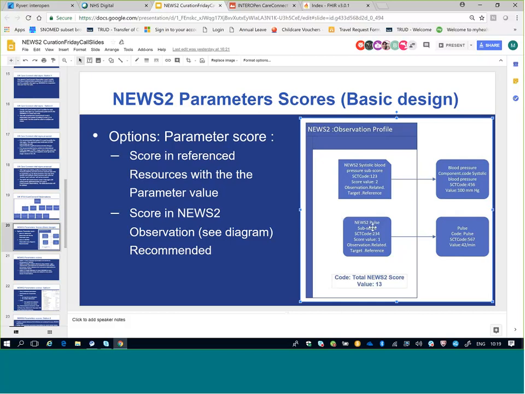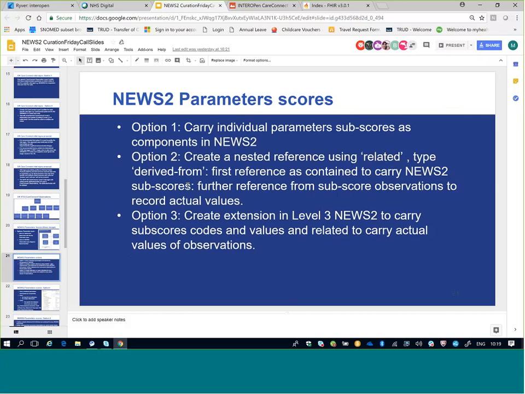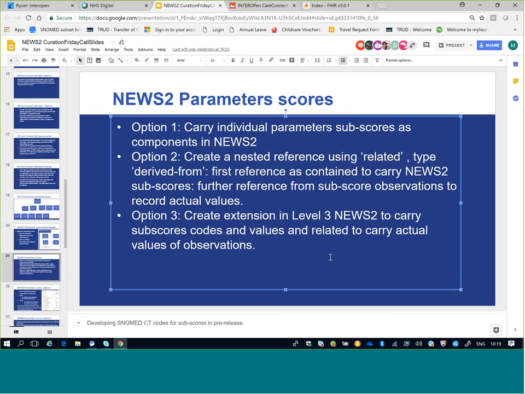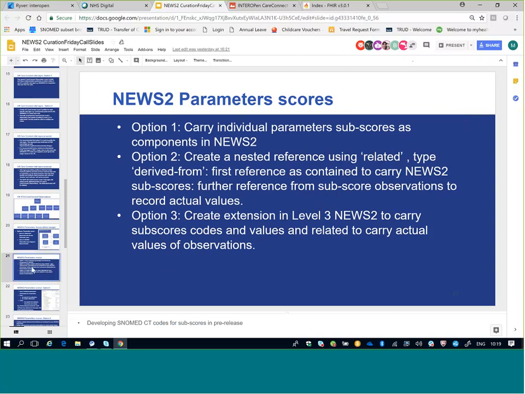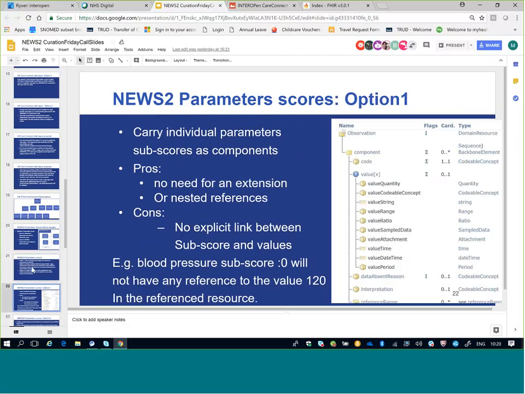But even if we do that, that creates a number of options, which is why I put it on Riva as well. One is we carry the subscore as a component in NEWS2, which is empty in level 3. Second is we create a nested reference using related. I have a diagram for it, so I'll explain a bit more: we carry the subscore as a reference from NEWS2 level 3, and then there's another reference from the subscore to the value. Option 3 is to create an extension in NEWS2 to carry the subscores. So let's look at these options in a bit more detail.